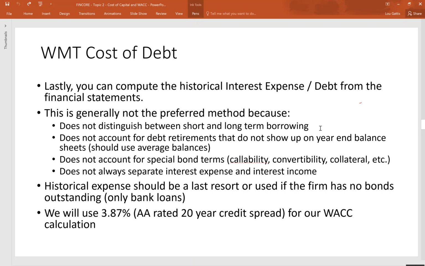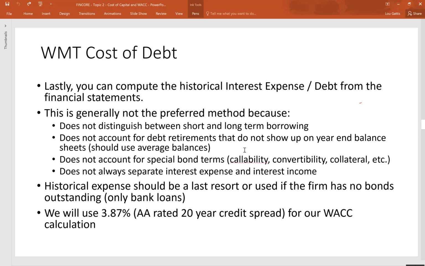So the firm may have a lot of short-term, very low-rate bonds right now, but it has to turn them over, say, next year, meaning pay them off and get new bonds at a higher rate. Also, it doesn't account for the debt retirements that show up on the year-end balance sheet. So the interest expense from the year-end financial statement is for the full year, but the debt balance is from just the year end.